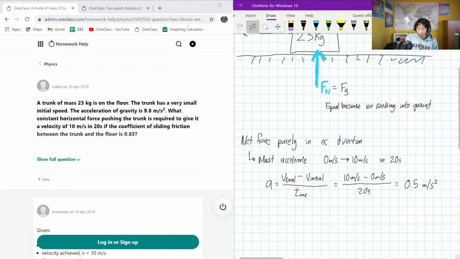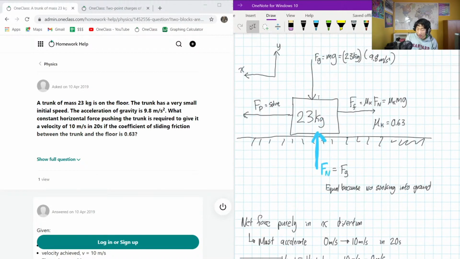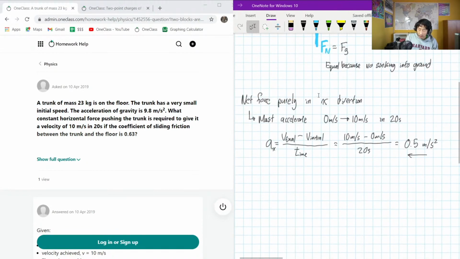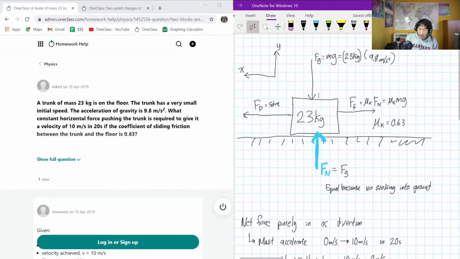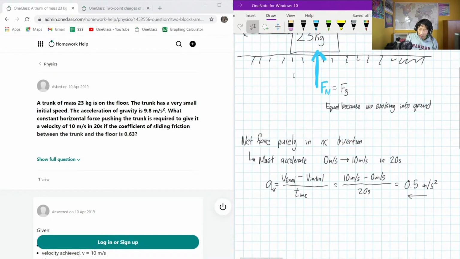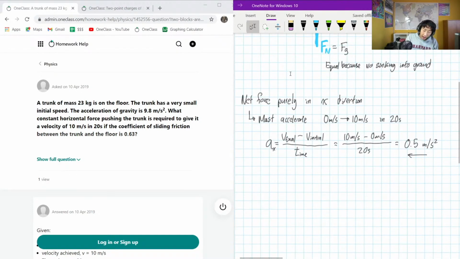Okay, so given this, this is in the x direction, and this will be going towards the left with respect to our diagram here. So we know that the forces in the y direction have to be 0, but we should instead find the sum of all our forces in the x direction and equate them to our mass multiplied by this acceleration.